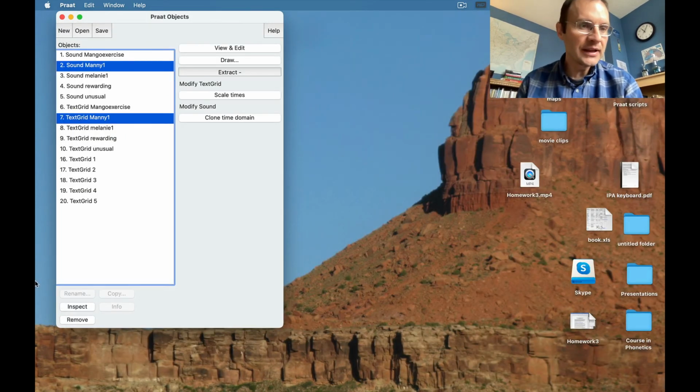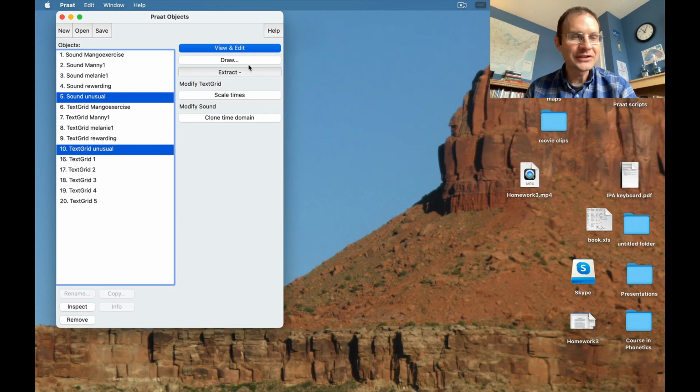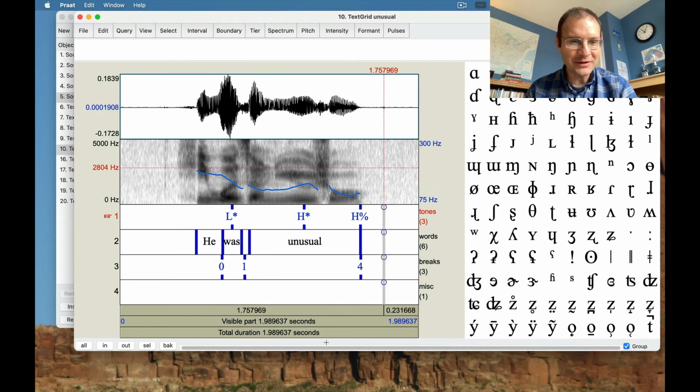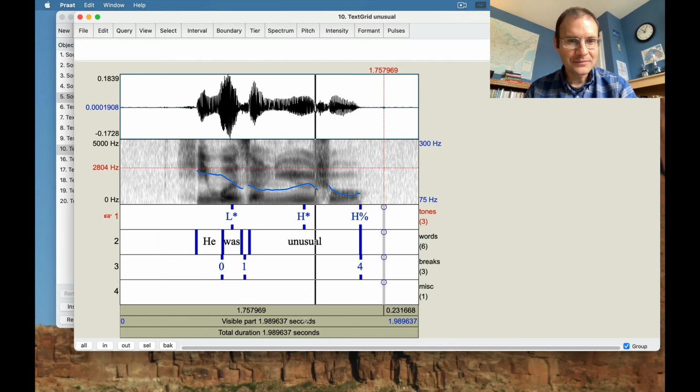All right, the last one is "unusual," which is kind of unusual for this exercise because there's more going on here than maybe we've talked about, but let's listen to it. He was unusual. He was unusual.